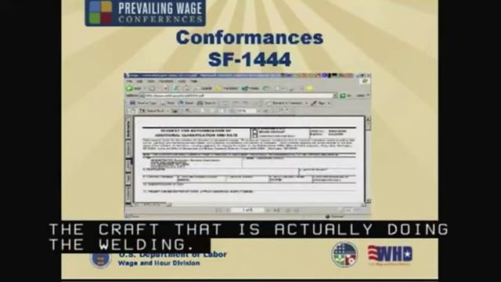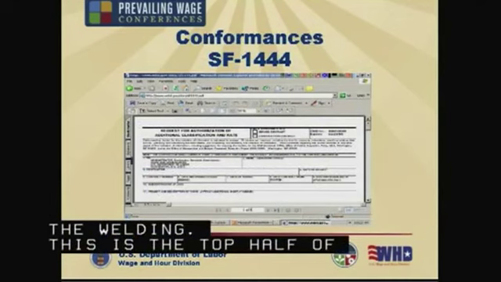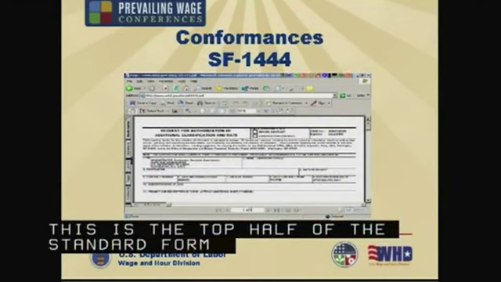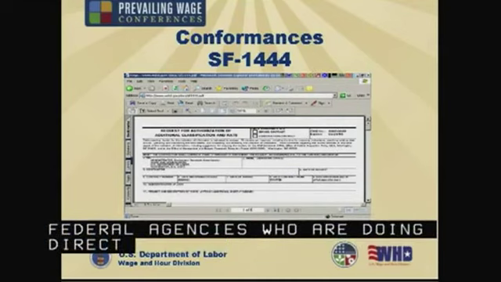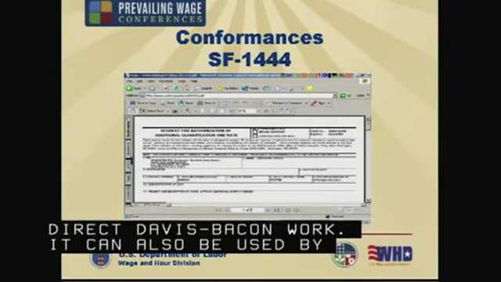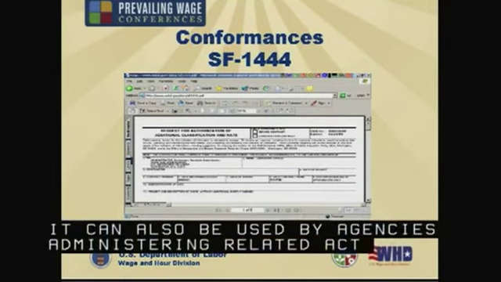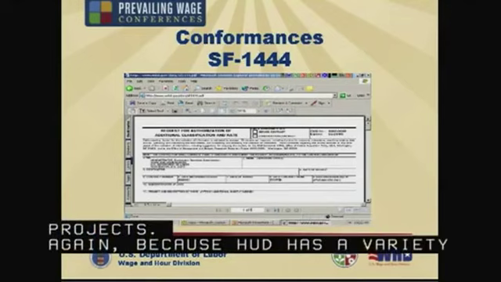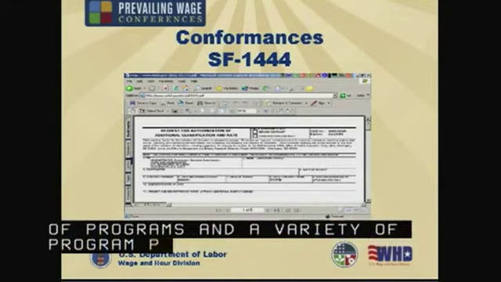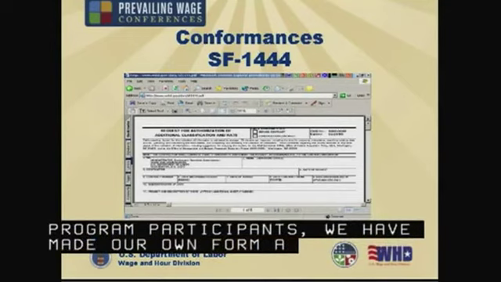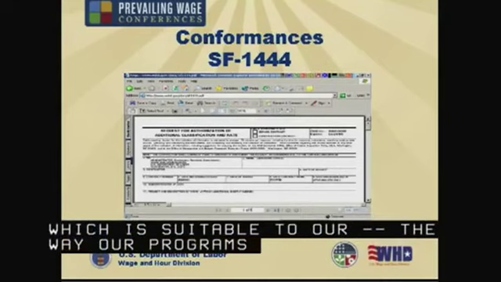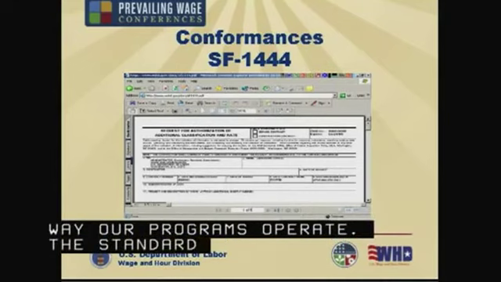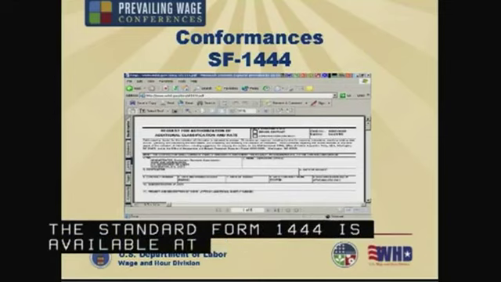This is the top half of the standard form 1444. This form is required for use by federal agencies who are doing direct Davis-Bacon work. It can also be used by agencies that are administering related act projects. Again, because HUD has a variety of programs and a variety of program participants, we have made our own form, a HUD 4230A, which is suitable to the way our programs operate. The standard form 1444 is available at WDOL, and the HUD 4230A is available at HUD's Labor Relations website.